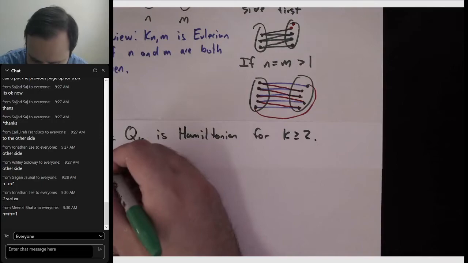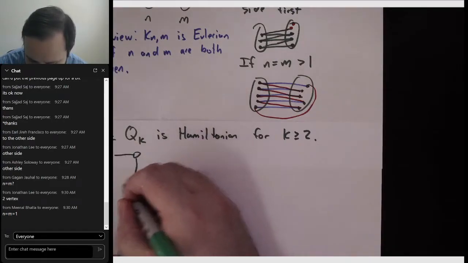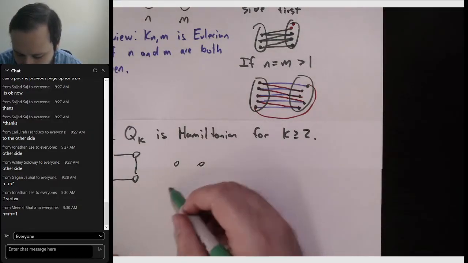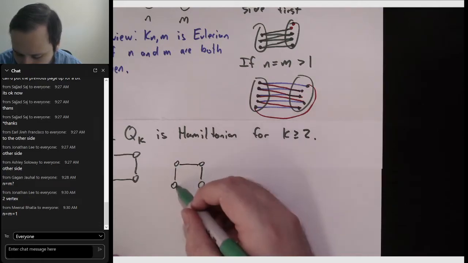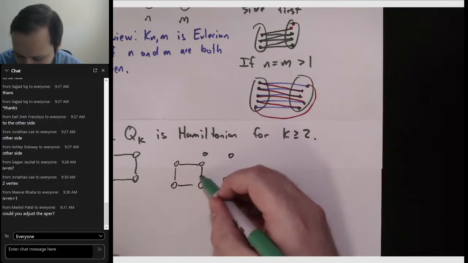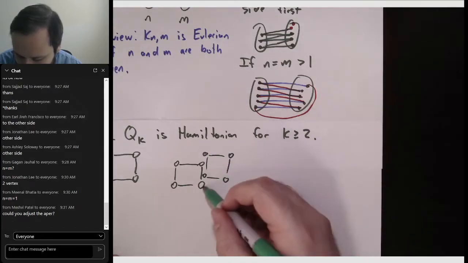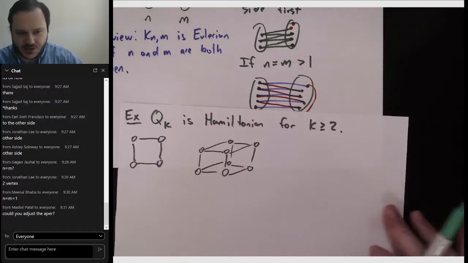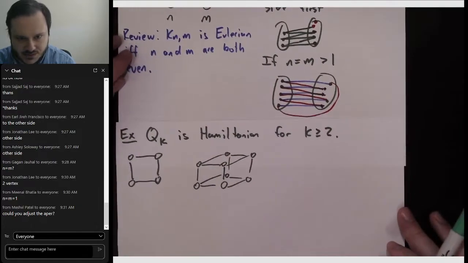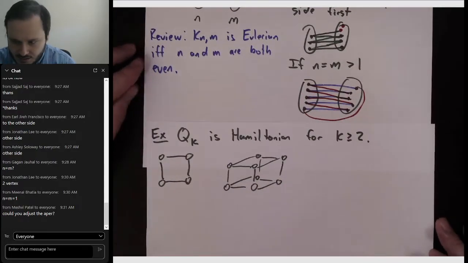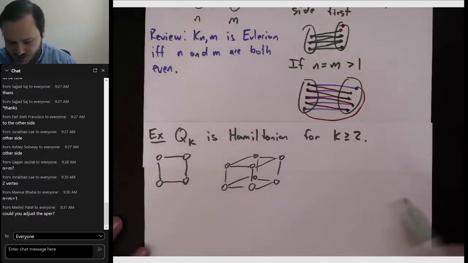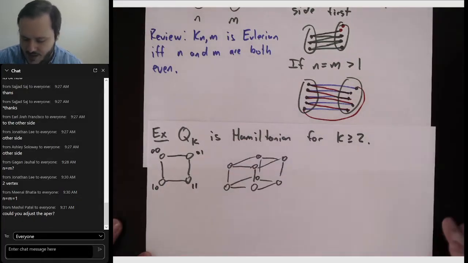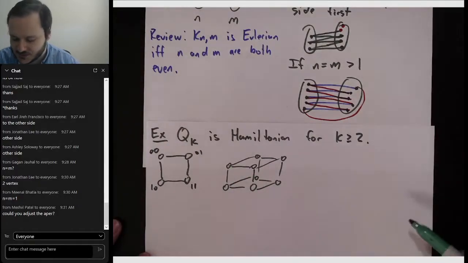these cubes, I start with a square, and then I get a three-dimensional cube. And these come from the strings of ones and zeros. Sorry about that. These come from the strings of ones and zeros. So this is 0, 0, which is connected to 1, 0 and 0, 1. And that's connected to 1, 1. And these are strings of length 3.